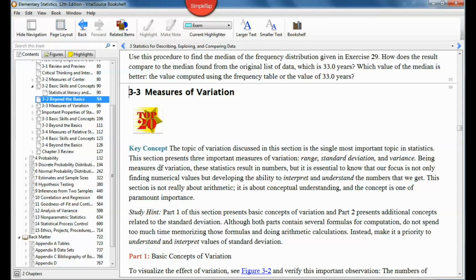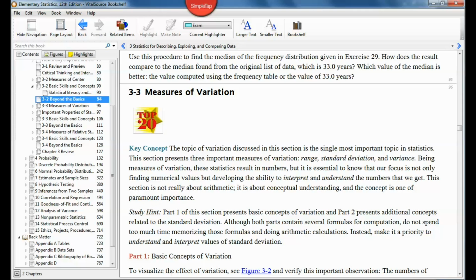This section presents three important measures of variation: the range, the standard deviation, and the variance. Standard deviation is probably the most important aspect of all of statistics. Okay.